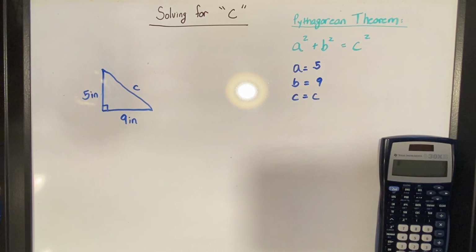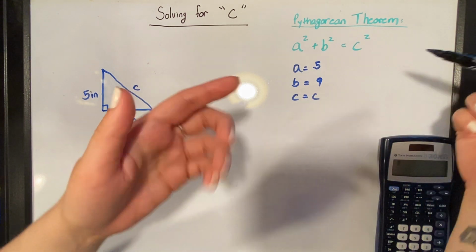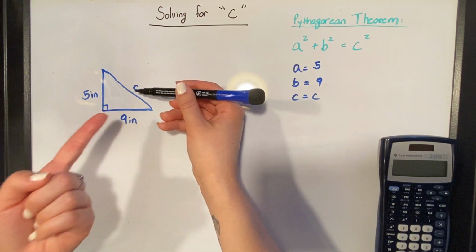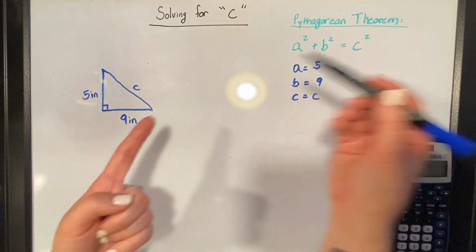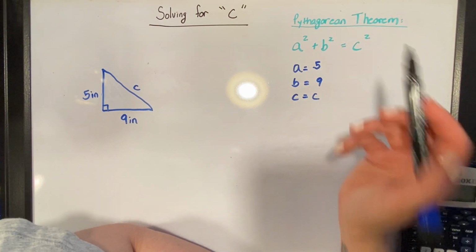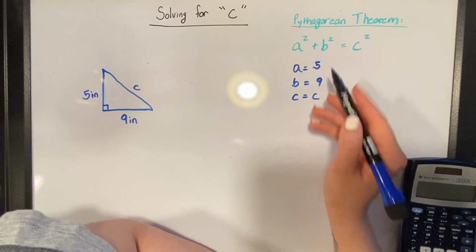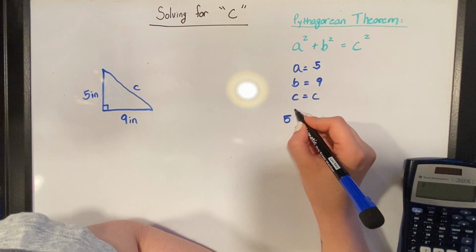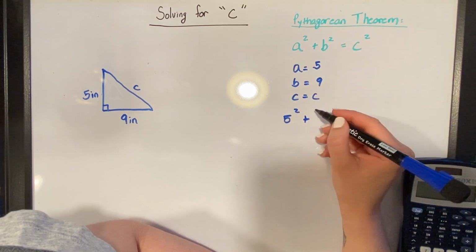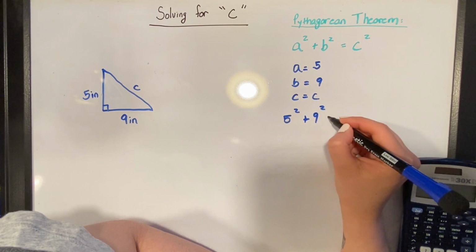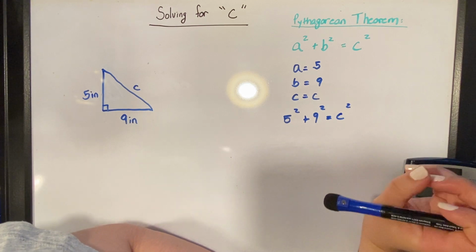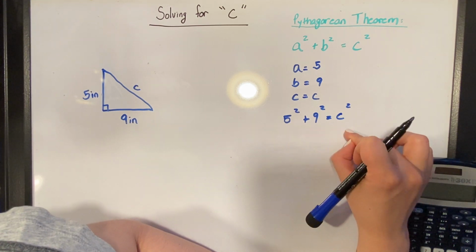Okay, let's plug these values into the Pythagorean theorem. We're going to use it to help us solve for C, because we don't know it yet. So A is 5, so this will be 5 squared plus B is 9, so this will be 9 squared equals C. C is just C, so we leave that because that's what we're solving for. So we have 5 squared plus 9 squared equals C squared.